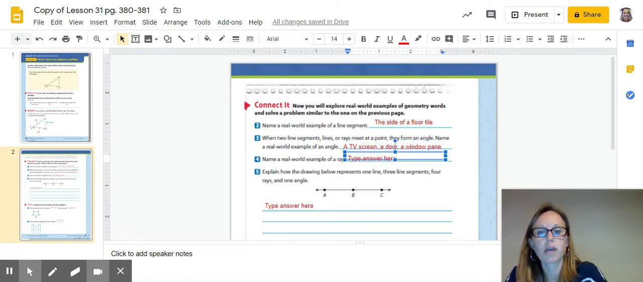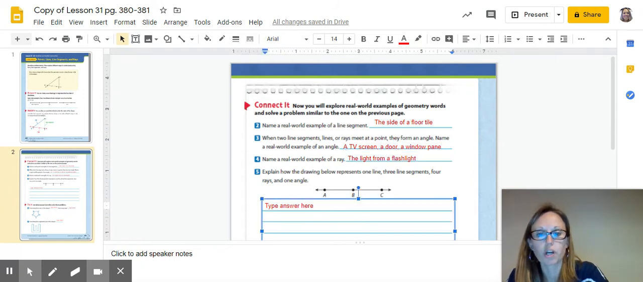And then this one says, name a real world example of a ray. And I'm going to say the light from a flashlight. I will be interested and looking forward to seeing your slides and to see if you come up with any other examples, because there can be more than one answer for all of these up here. I'm just giving you some answers.